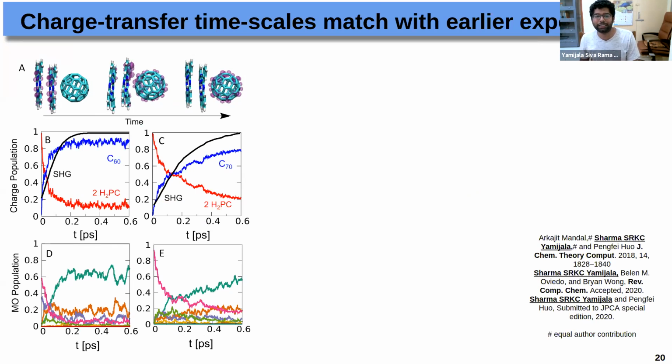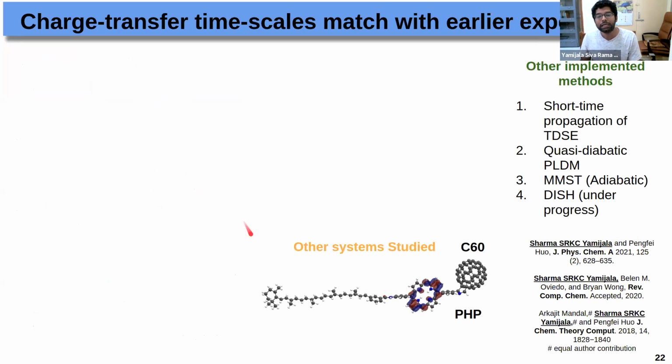We have also studied similar dynamics in other organic photovoltaic systems, such as the C60-carotenoid-porphyrin triad, where there is fullerene, carotenoid, as well as porphyrin. We have also implemented various other non-adiabatic techniques, such as short-time propagation of TDSE, quasi-diabatic PLDM, etc. With that, I will stop the first application of the non-adiabatic dynamics.